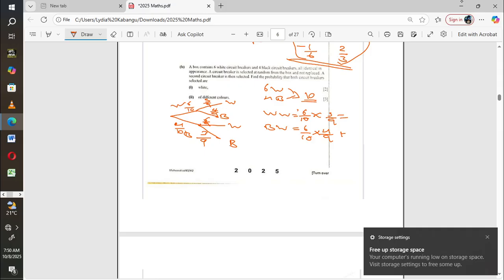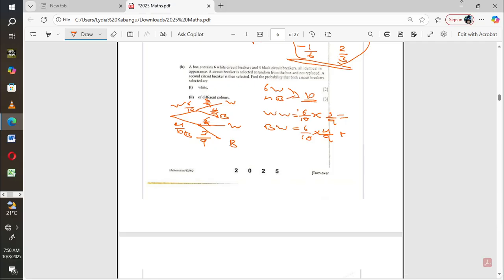Plus, we come to this part here: 4 over 10 multiplied by 6 over 9. So this one becomes the answer for different colors, black, white and white, black.